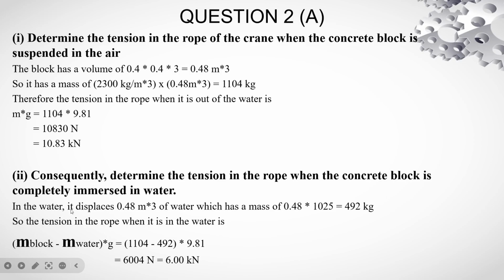Consequently, we are required to determine the tension in the rope when the concrete block is completely immersed in water. In the water, it displaces 0.48 meter cube of water, which has a mass of 492 kg. So the tension in the rope when it is in the water is mass of block minus mass of water, times g, which is 1104 minus 492 times 9.81, which we get 6 kilonewton.